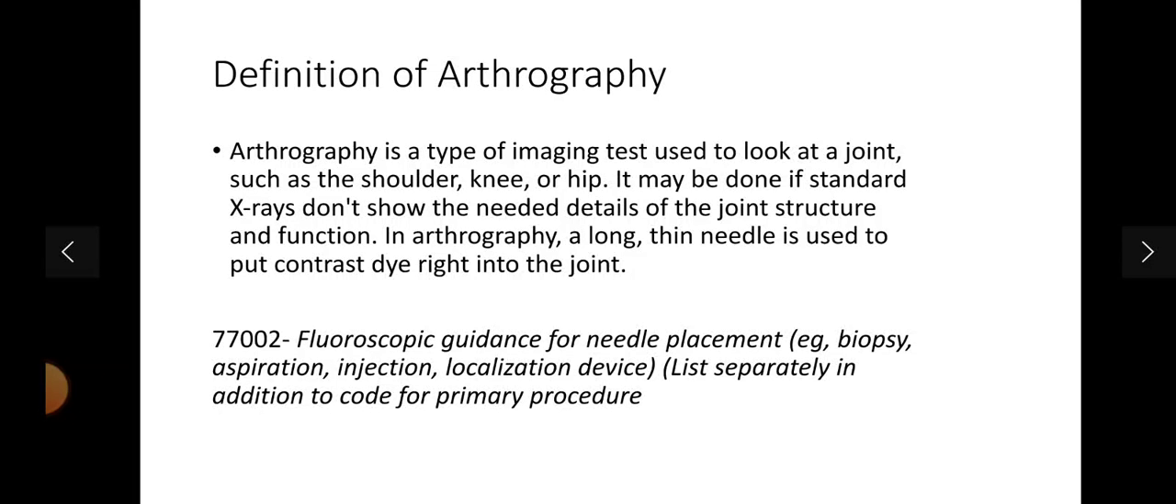In arthrography, a long thin needle is used to put contrast dye right into the joint. So this dye will be put and the images will be generated, and those images will help in reviewing the joint to find out what problems are happening in the joint. So that is the arthrography procedure. Then here we are using imaging guidance, fluoroscopic guidance 77002. If there is no SNI procedure or no SNI supporting documentation, that we'll see in the next slide.